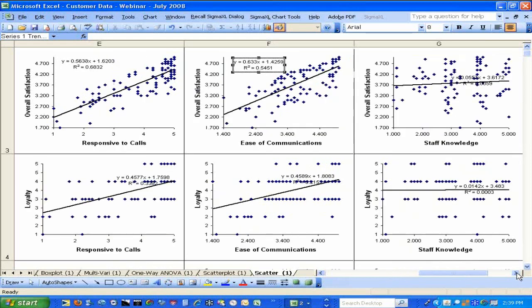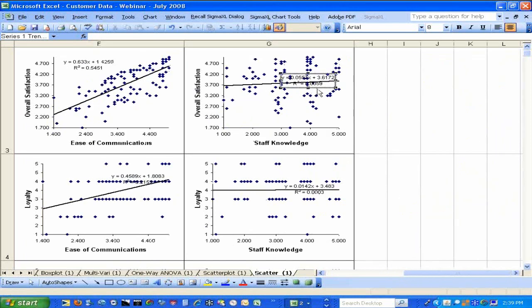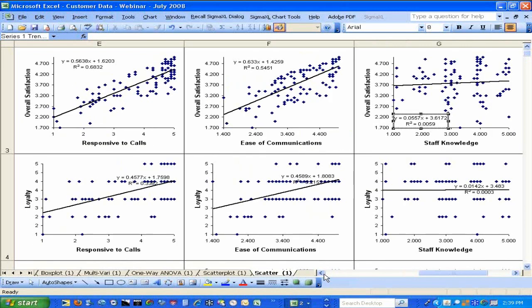So another one in the scatter plot matrix that we can look at is staff knowledge. And interestingly, there is no relationship between overall SAT and staff knowledge. Now, this doesn't mean that we can get sloppy on our staff knowledge. It just means that staff knowledge is not a driver of satisfaction. There are other things that are impacting SAT scores. It doesn't mean we can get sloppy and start hiring people off the street because the survey results showed staff knowledge is a weak predictor of satisfaction. But what this does help us do is zero in on the responsive to calls and on the ease of communications. And the next tool that I'm going to show is multiple regression.